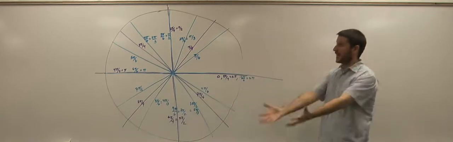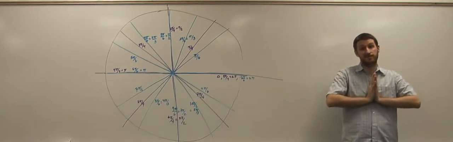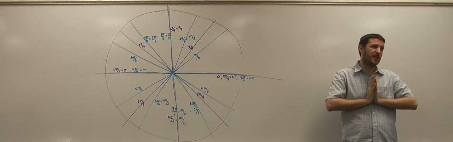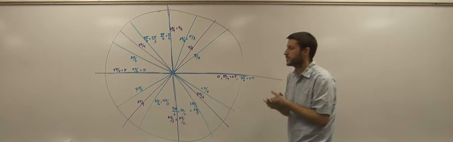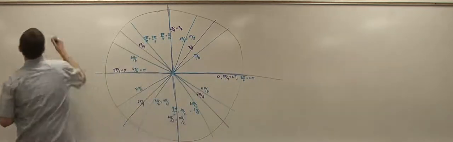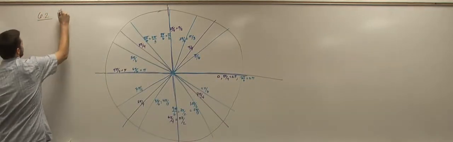So that being said, I'm just going to jump right in. If you guys have questions at the end of class, I'll be happy to answer. Okay, but for now, I want to make sure we finish this. So 6.2, unit circle.